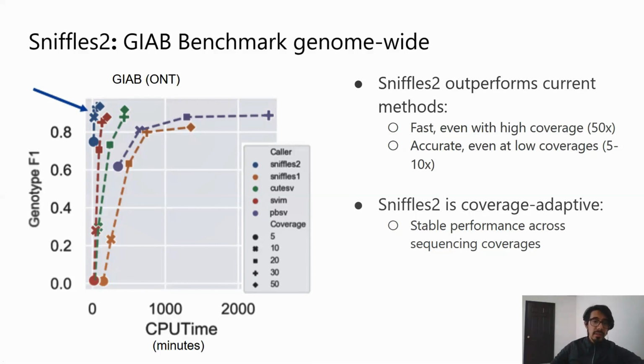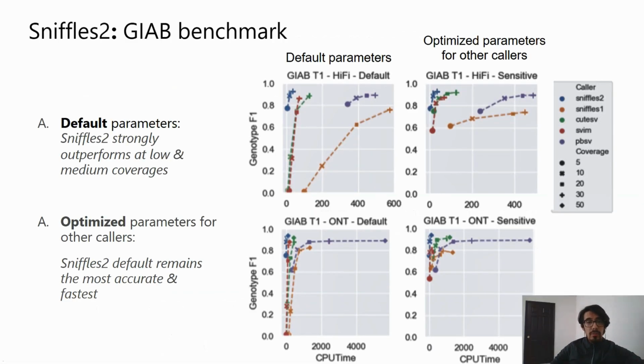So what we did next, to give them a chance to compete with Sniffles 2, is we optimized the parameters for these other callers. As we have shown, with default parameters, Sniffles 2 strongly outperforms them at low and medium coverages. But then, with optimized parameters, we give them a chance to improve both their accuracy and speed. As you can see on the right-hand side, all tools had improved accuracy when we optimized these parameters, but none of them come close to Sniffles 2, which remains the most accurate and fastest of them all.